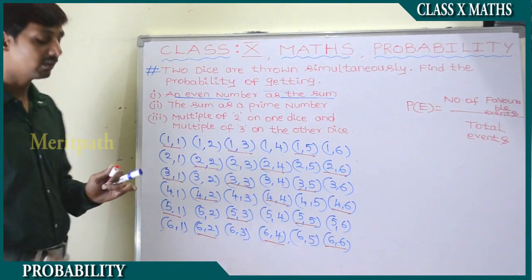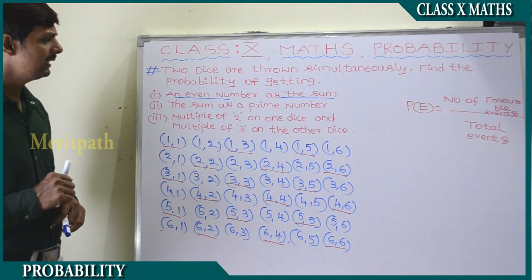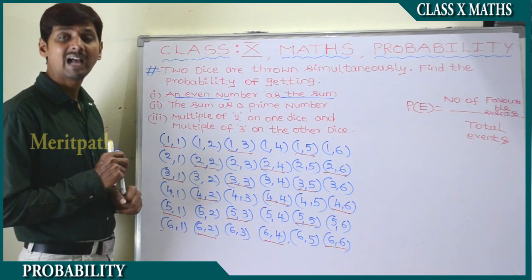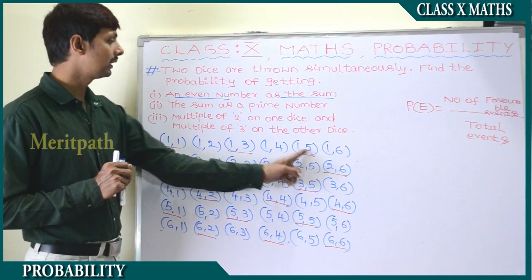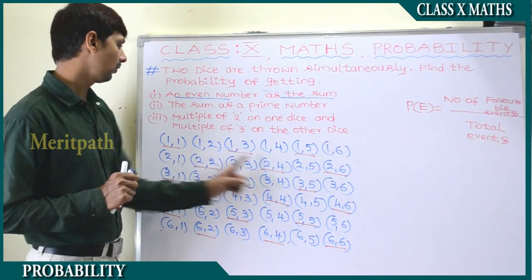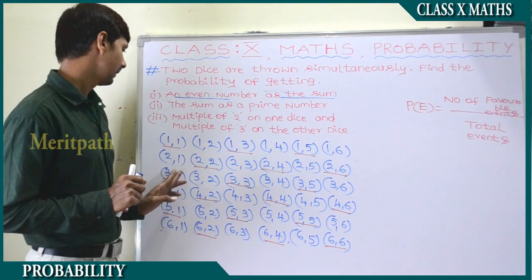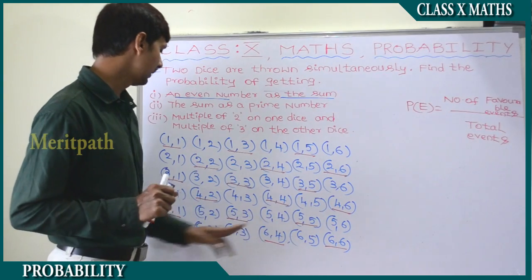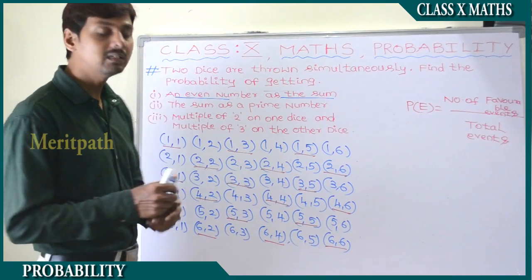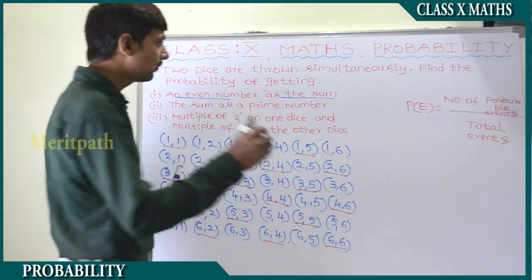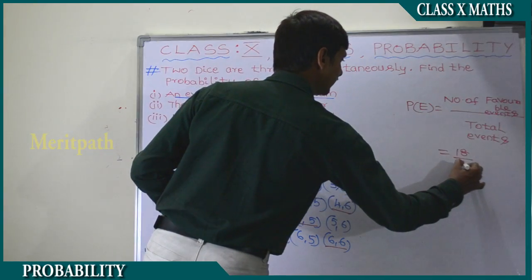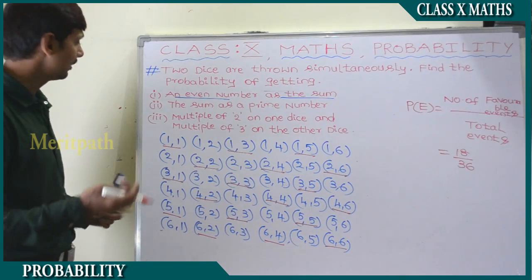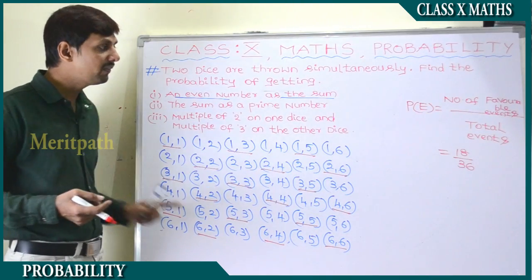So these are the even sums, and let's see how many even-sum events we got. Let's count: 1, 2, 3, 4, 5, 6, 7, 8, 9, 10, 11, 12, 13, 14, 15, 16, 17, 18 events out of 36, because the total number of events is 36.